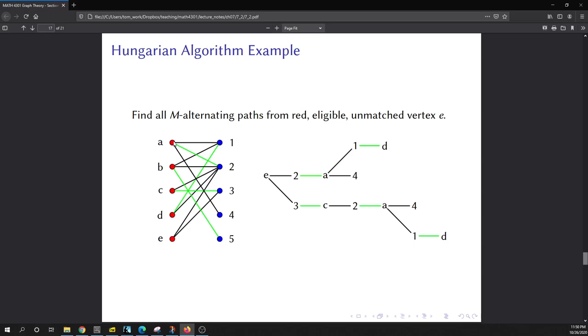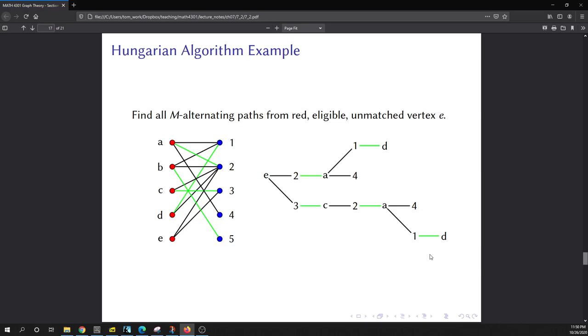If I go to 1, then I must take a green edge out of 1, and that would take me to D, and from D the only black edge is back to 2, and I can't do that because that would give me a cycle. And then if I take the edge from E to 3, then I have to follow a green edge next, so that would take me to C. From C, a black edge would take me to 2. Then I have to take a green edge out of 2, that would get me to A, and then I'm back in this situation. I can go to 4 or 1. 4 is a dead end, and 1 takes me back to D.